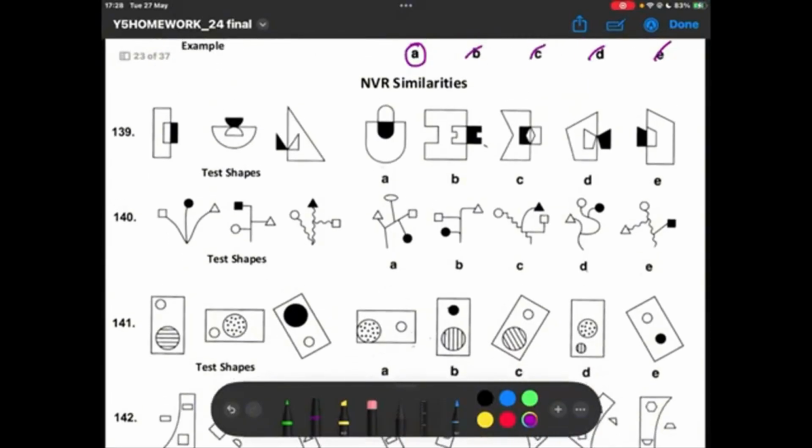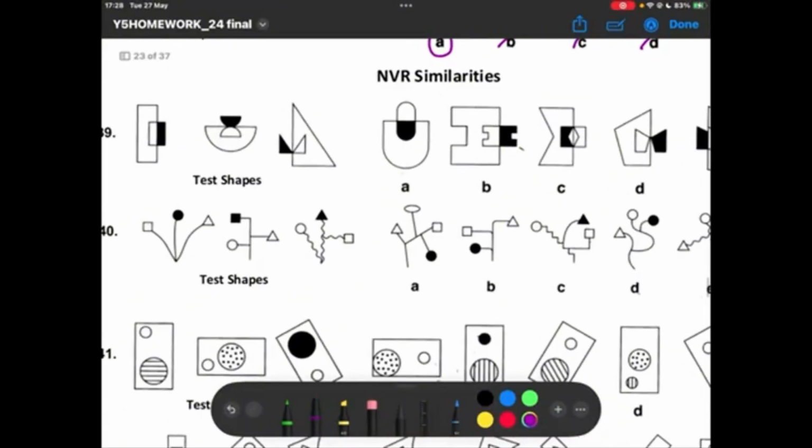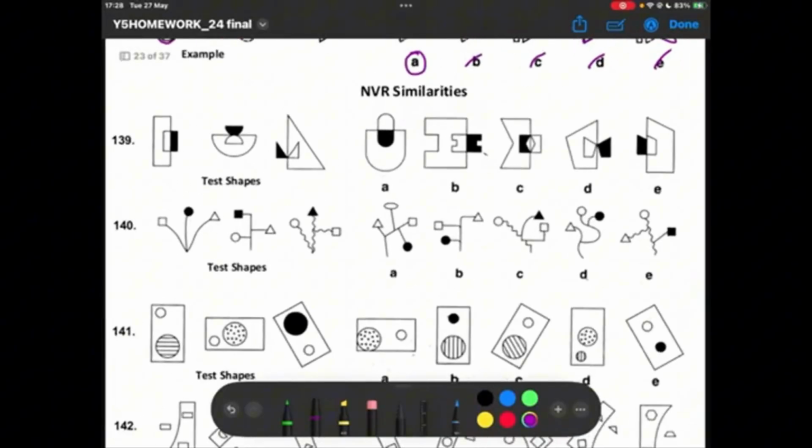Now onto the similarity questions. So there's 3 test shapes. There's 3 shapes, and 2 of the shapes are the same, and there's one larger shape, and one of the 2 shapes that are the same is black, and the other is white. And also the white shape is inside the larger shape, and the black shape is on the outside. So let's rule out A because the black shape is on the inside.